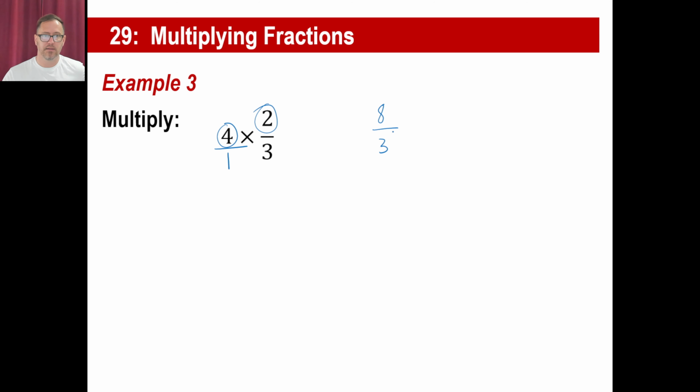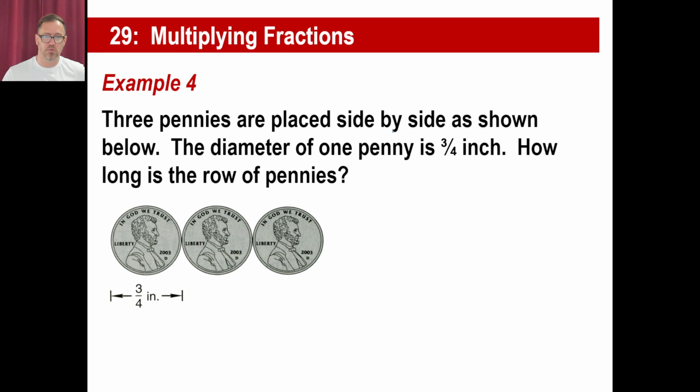Okay. All right. Let's look at an actual look at the pennies. 3 pennies are placed side by side as shown below. The diameter of 1 penny is 3/4 of an inch. How long is the row of pennies? Well, what operation are you going to use with 3/4? Obviously, multiply. Okay, so you're just going to go 3 times 3/4.